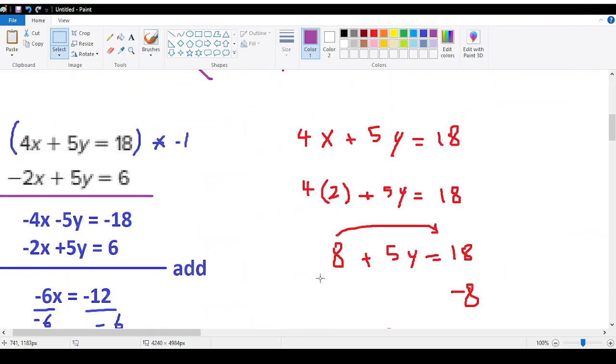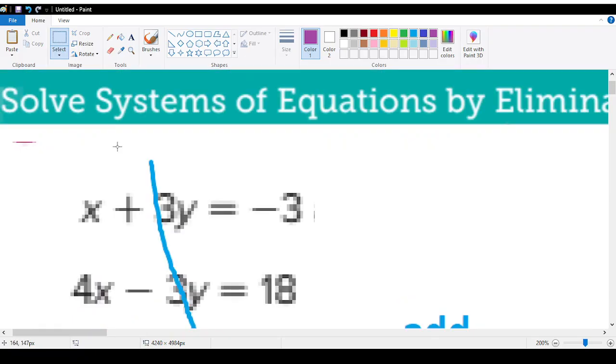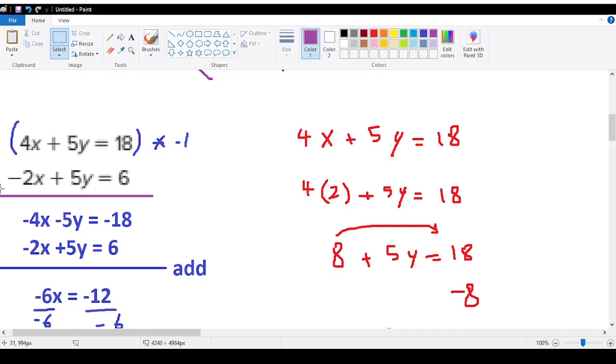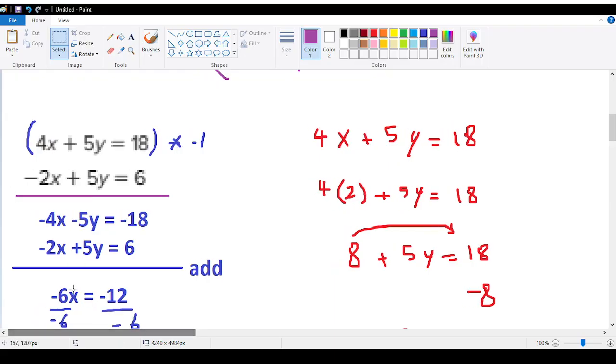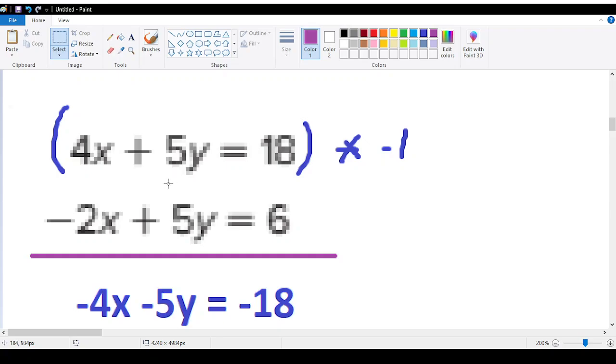So I'm going to recall what we have done in the first example. The first example is really easy and it's ready. Just add them and you're good to go. You cancelled one of the variables. The second example needed a multiplication with negative 1 to make the signs opposite so we can cancel them.